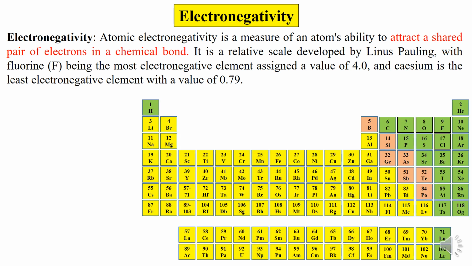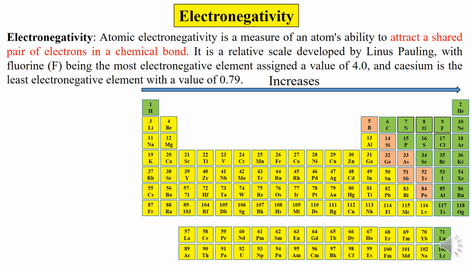Now coming to the periodic trends in electronegativity. Electronegativity increases as you move across a period from left to right in the periodic table, while the electronegativity decreases as you go down a group from top to bottom in the periodic table.